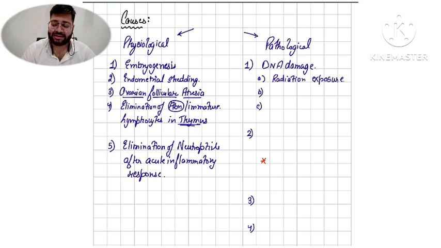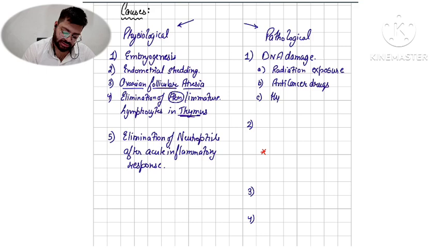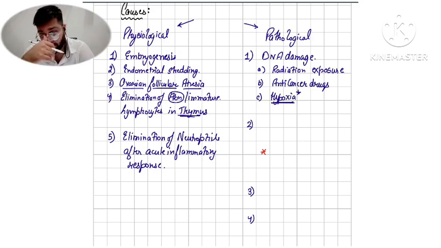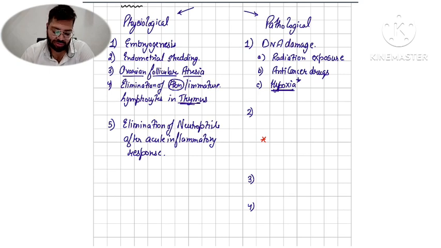The next is anti-cancer drugs, which are also cytotoxic drugs. I will write anti-cancer drugs. But to be precise, these are cytotoxic drugs which are toxic to cells. The next is lack of oxygen, that is hypoxia. Of these, the other two are from the radiology and oncology departments. Our main aspect is hypoxia. Hypoxia can lead to DNA damage, and if the DNA is damaged, the cell will undergo apoptosis.